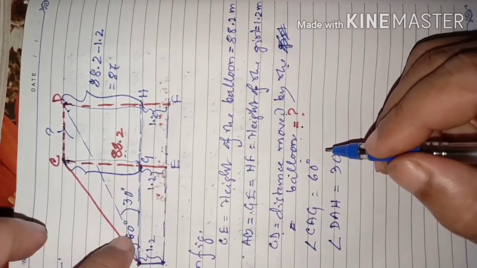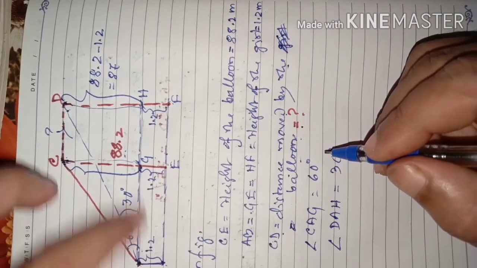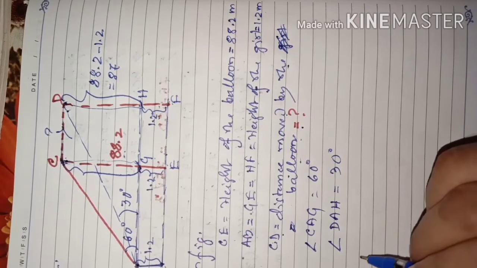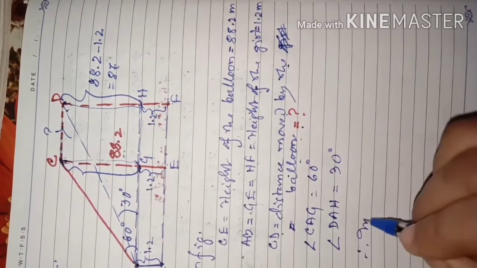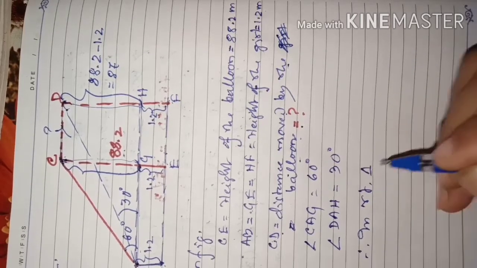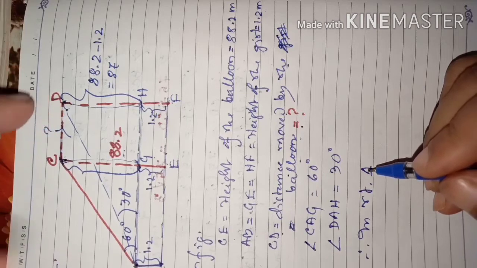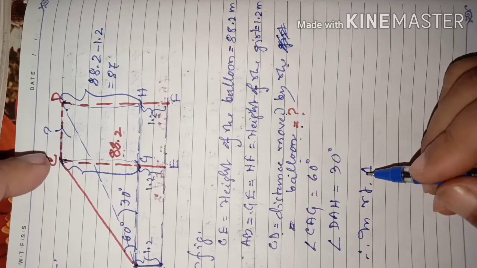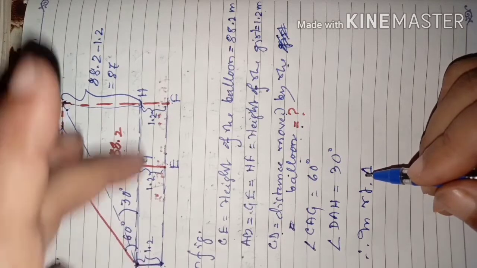CAZ is 60 degree, DAH is 30 degree. So therefore in right triangle, which right triangle can we consider here? Anyone? No? So I am considering right triangle DAH.